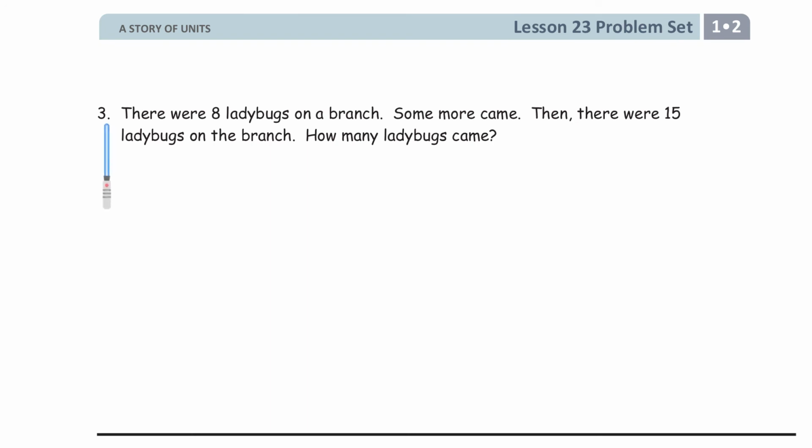Let's take a look at problem number 3. There were 8 ladybugs on a branch. Some more came. Then there were 15 ladybugs on the branch. How many ladybugs came? All right, let's draw out. Well, first let's look at what we know. We know that there were 15 ladybugs at the end. And we know that 8 ladybugs were there originally. Let me fix that so we can see the 8 still. We know that 8 were there originally. So we need to know how many ladybugs came.